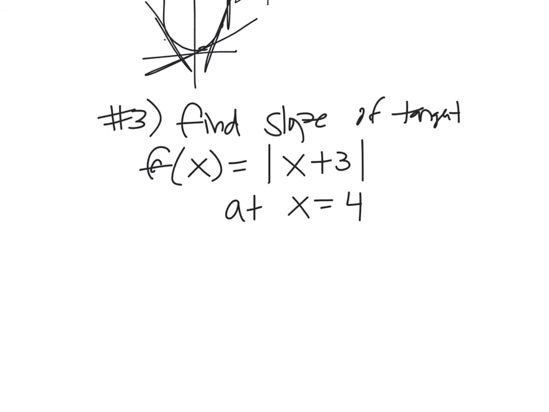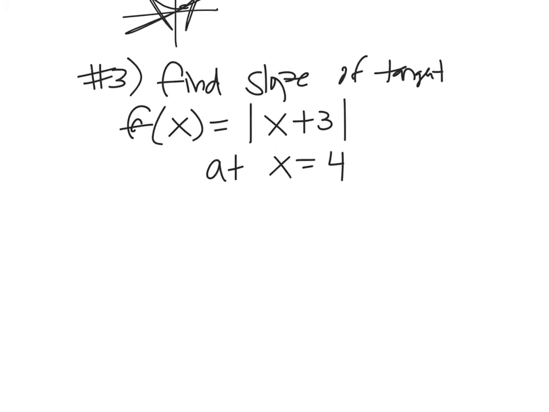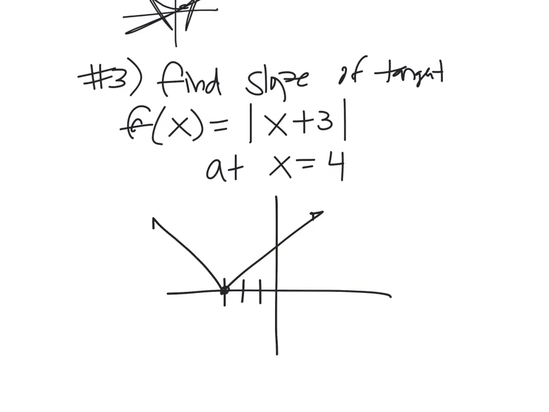Find the slope of the tangent. f of x equals the absolute value of x plus 3, at x equals 4. Okay, you're not going to do the limit process on this one either. The absolute value is just two lines put together, right? It's over a -3. It's this, and it's that.